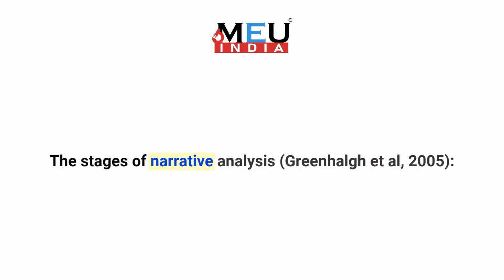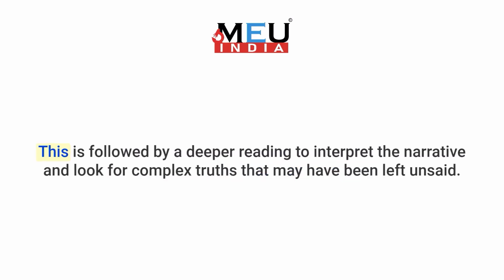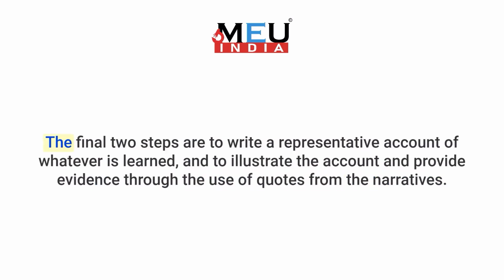The stages of narrative analysis. It starts with a close reading of the text and an initial tentative coding. This is followed by a deeper reading to interpret the narrative and look for complex truths that may have been left unsaid. The findings are then verified through a review of the literature, which also looks for alternative ways to explain or refute the findings. The final two steps are to write a representative account of whatever is learned and to illustrate the account and provide evidence through the use of quotes from the narratives.